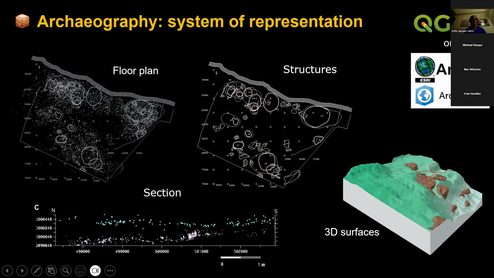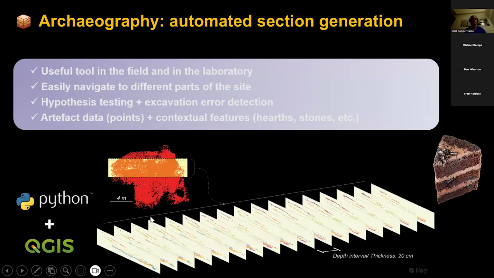Then we can create these sections that I will show you in a second, and we can also create these 3D features for seeing the topography of the site. As I was saying, another of the options that I have to say I'm one of the biggest fans of is the creation of automated sections. This is a very useful tool in the field and in the laboratory because it allows us to virtually navigate to different parts of the site.